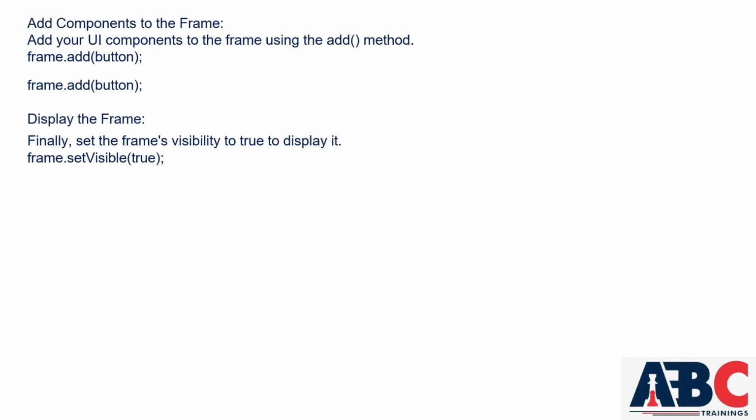Next, add the components to the frame. So add your UI components to the frame using the add method. So we add the buttons or many more. Then display the frame. Finally, set the frame's visibility to true. Set the visible.